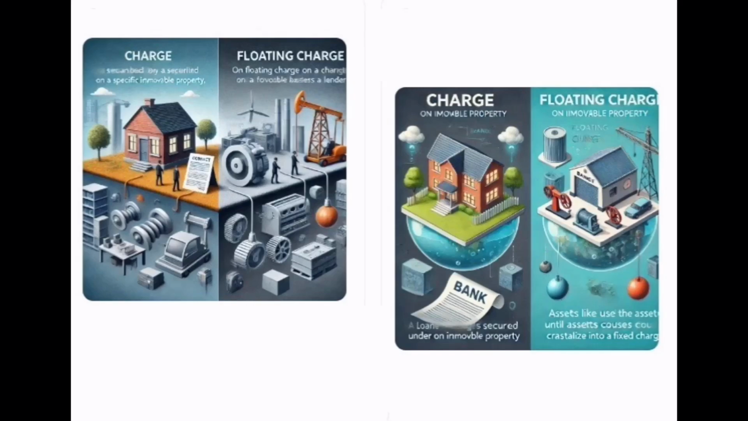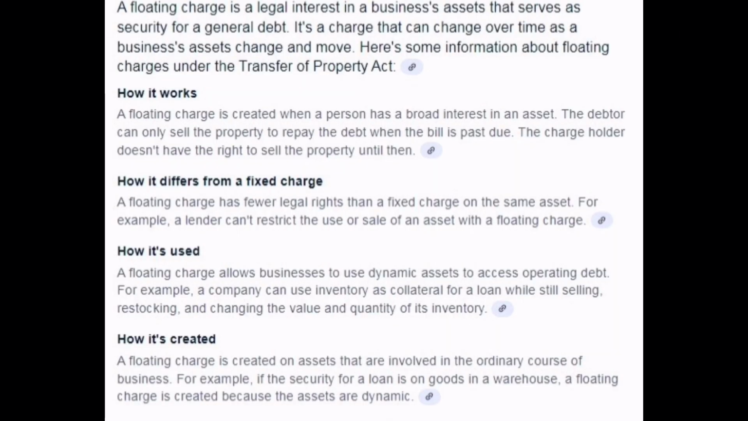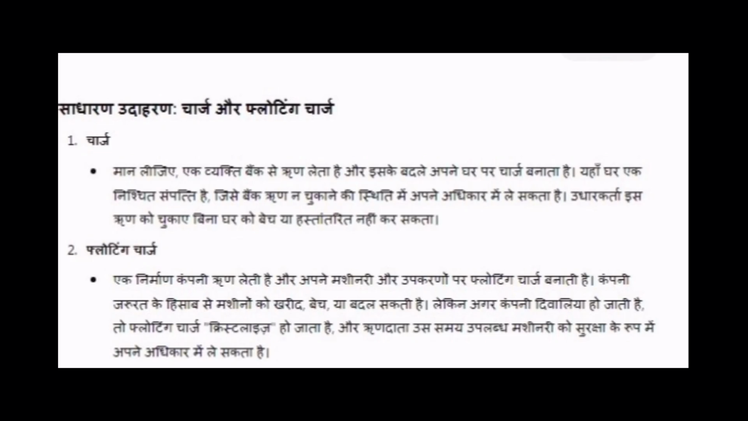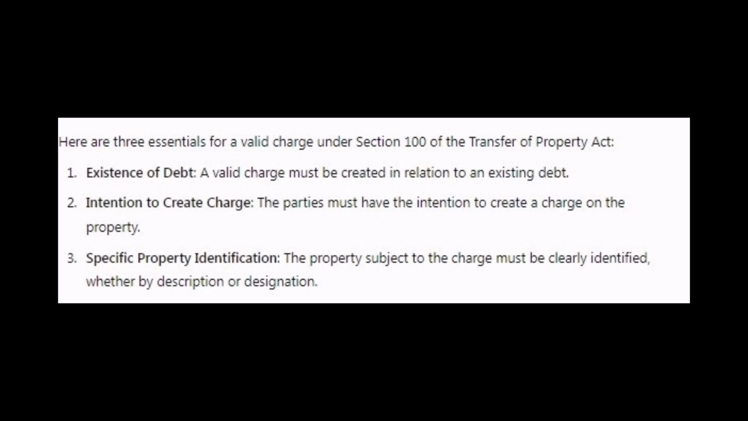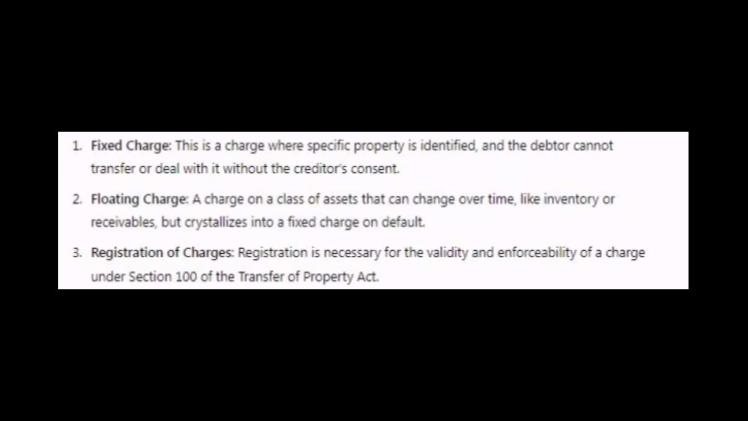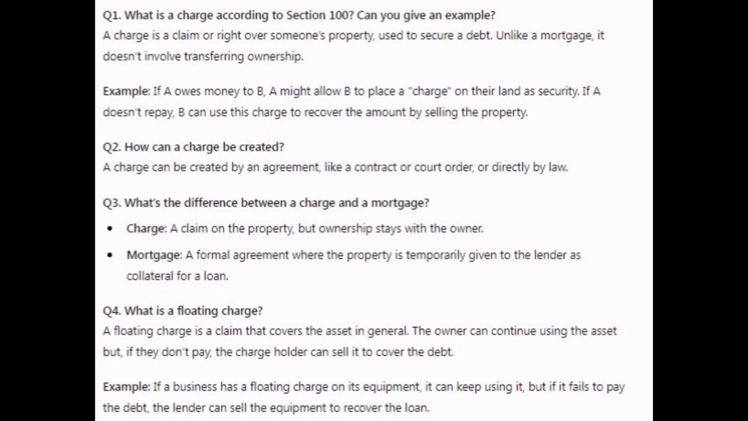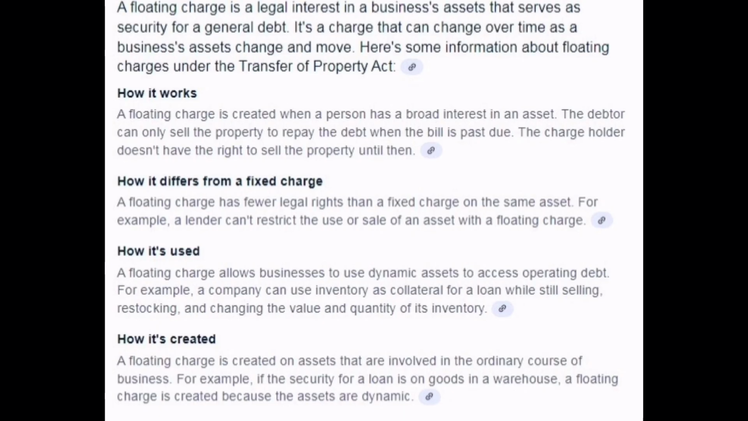A charge under Section 100 of the Transfer of Property Act, 1882, is defined as an interest created on immovable property to secure the payment of a debt. It functions similarly to a simple mortgage, although it is distinct from a mortgage in specific ways.